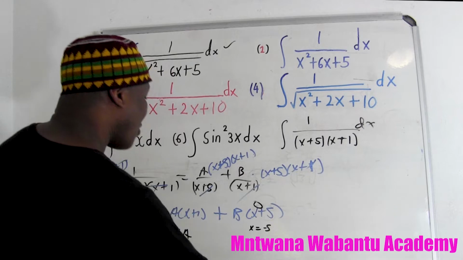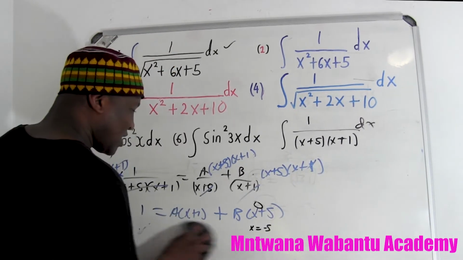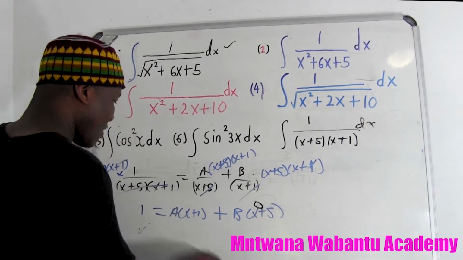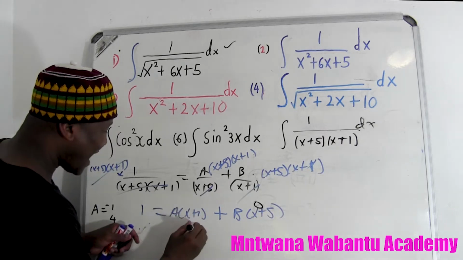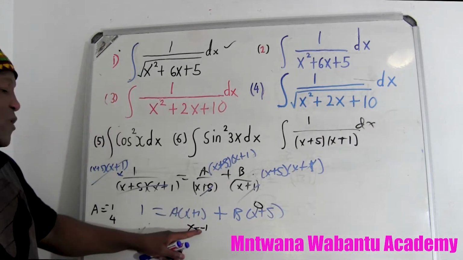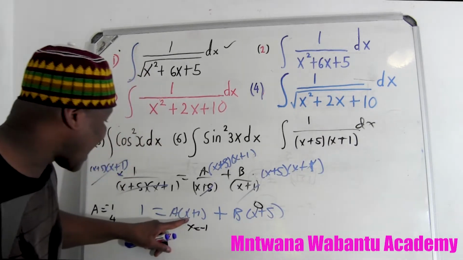Now we go for how are we going to get b. To get b, the same question. I'm going to say, how am I going to get b? It means this x must be equal to negative 1 for me to get b, because if x equal to negative 1, this is going to be negative 1 plus 1 equal to 0.